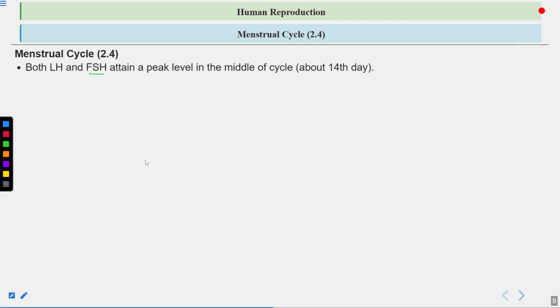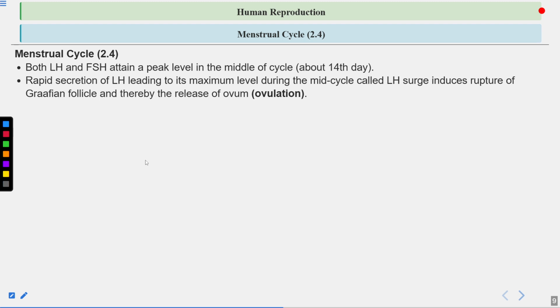Now both LH and FSH attain a peak level in the middle of the cycle, about the 14th day. The reason I've already told you, because estrogen is stimulating the anterior pituitary to release FSH and LH. So the estrogen level is high now. Now there is a rapid secretion of LH. So this is very important. Rapid secretion of LH, not gradual secretion of LH. There is a rapid secretion of LH known as the LH surge, leading to its maximum level during the mid-cycle.